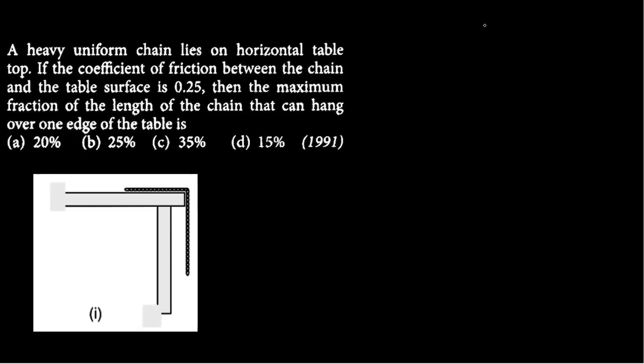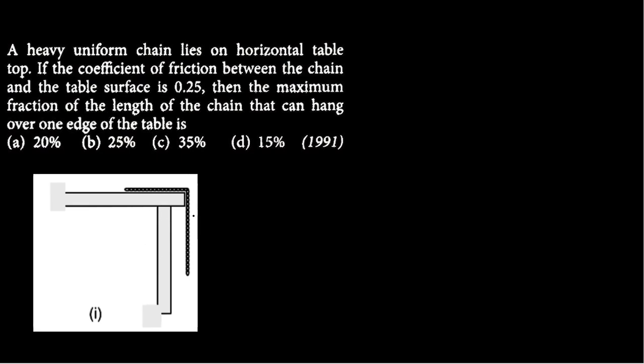So hello everyone. This question is saying that a heavy uniform chain lies on a horizontal tabletop. If the coefficient of friction between the chain and the table surface is 0.25, then the maximum fraction of the length of the chain that can hang over the edge of the table is how much? You can see this is the diagram for this question.